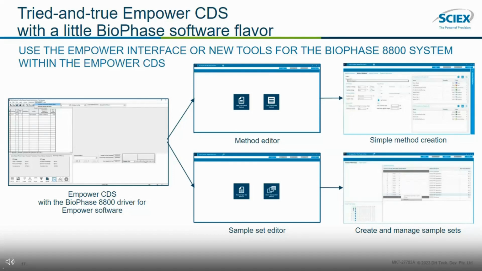The main difference between this tool and the standard sample set editor in Empower is that our tool will help pre-fill required fields so that you don't have to manually enter them in the standard sample set editor. It also provides a convenient place to view your reagent plate and sample plate layout.